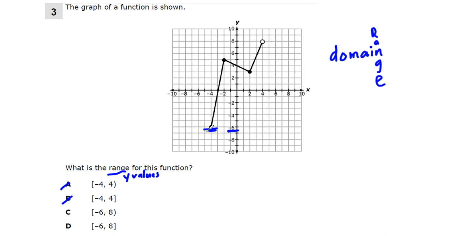You might be able to see it, you have a closed circle here, which is analogous to a bracket. Up here you have an open circle at 8, which is analogous to a parenthesis. So you should see you're going to have different endpoints in any case, and so your correct answer is going to be C. So that's problem 3.